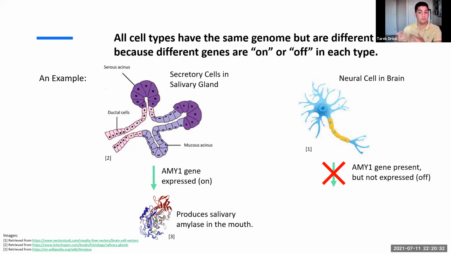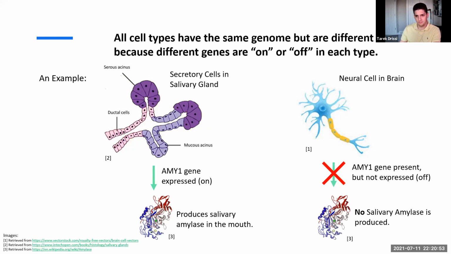So the AMY1 gene is present. It's still in the genome, but it's turned off, it's silenced. The neuron says, no, I'm not gonna make salivary amylase because that would be a waste of energy. It would have no function in the brain. So no salivary amylase is produced. Hopefully that sort of clears it up.